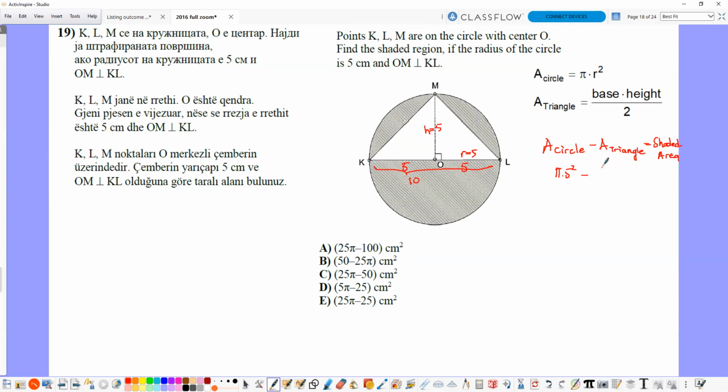Area of the triangle is going to be base times height over 2. The base is 10. Height is 5. 10 times 5 over 2. So this is going to be the shaded area.